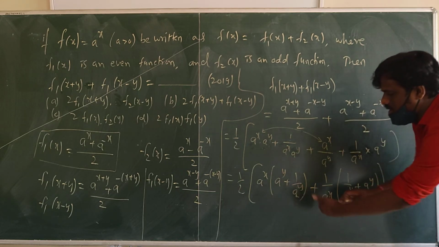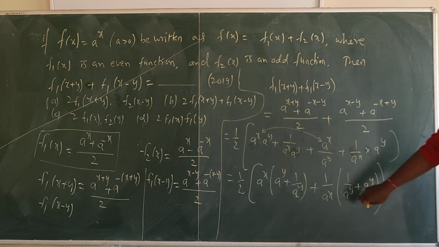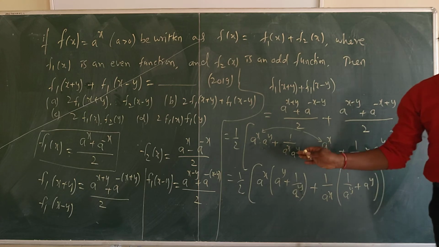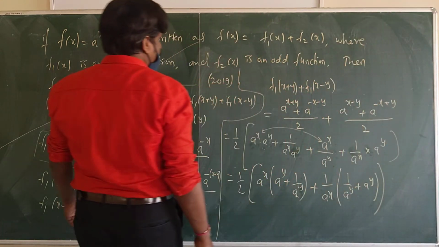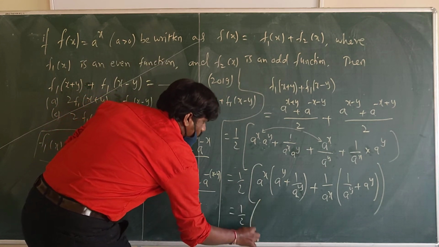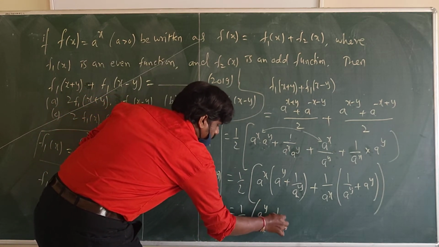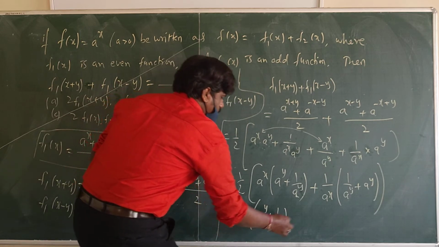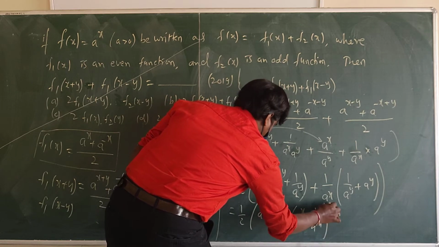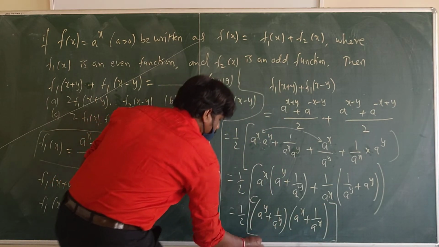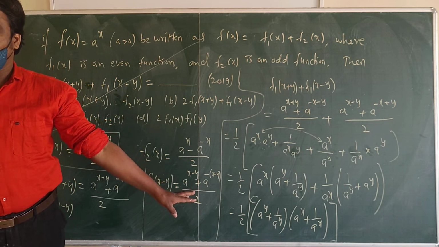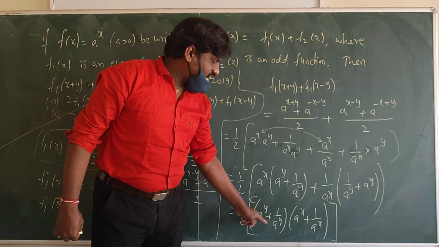In these both what is common? They both are same, common. So what do you get here? Final step, you get 1 by 2 into a power y plus 1 by a power y, into a power x plus 1 by a power x, into 1 by 2. Okay, you get like this. Is it clear? So this is indicating what?